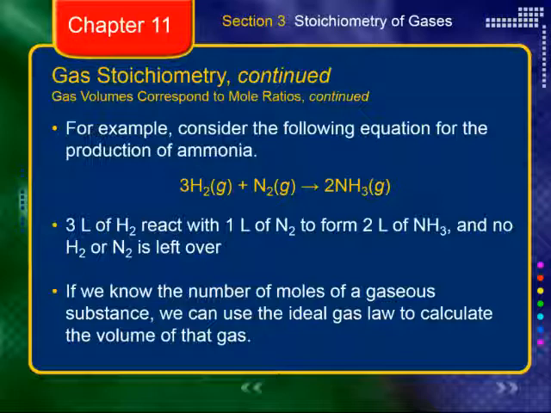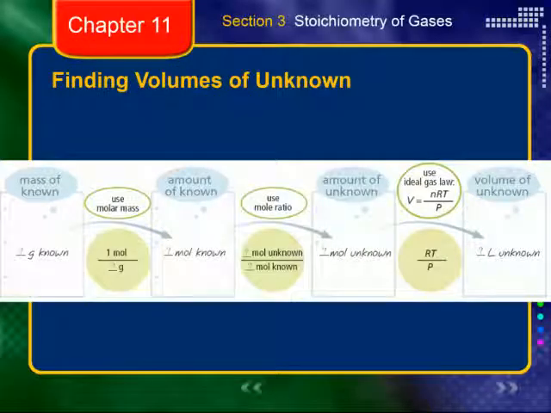Now, if we know the number of moles of a gaseous substance, we can use the ideal gas law to calculate the volume of that gas. If we know the number of moles in a gaseous substance, we can calculate everything else we need. This is something that I made nice and big on your notes, so hopefully you can read it and use it. This is going to be one of the longest calculations that you do in this chapter.